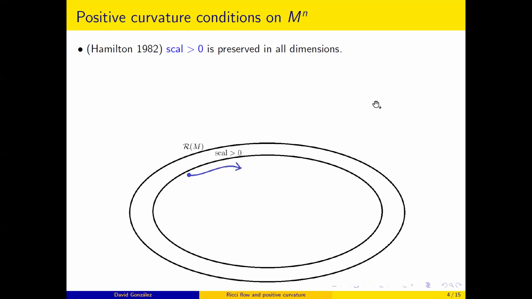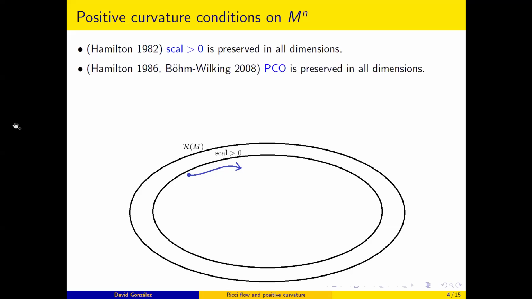Now, I drew this picture. So you have the big space of metrics. You have the subset of positive scalar, which I drew connected, but it doesn't need to be connected anyway. If I start with this blue metric here and I run the flow, this path will stay inside this set. Okay.